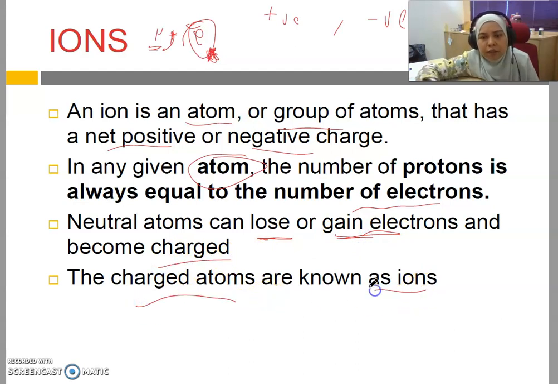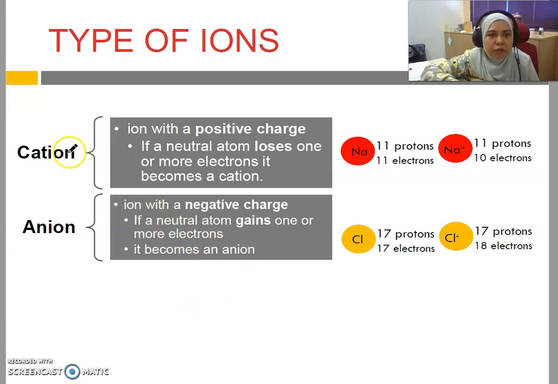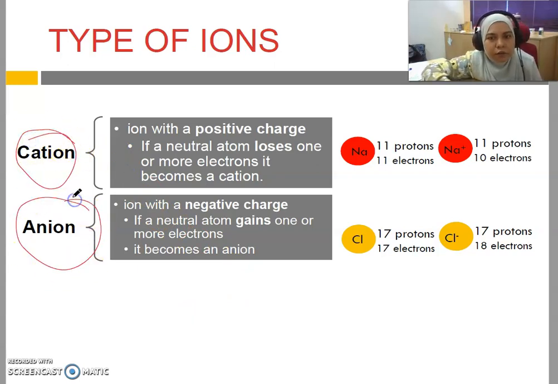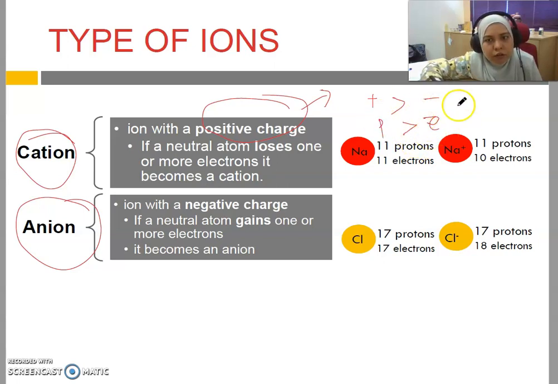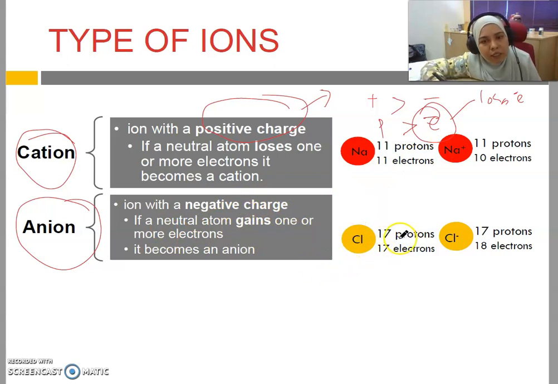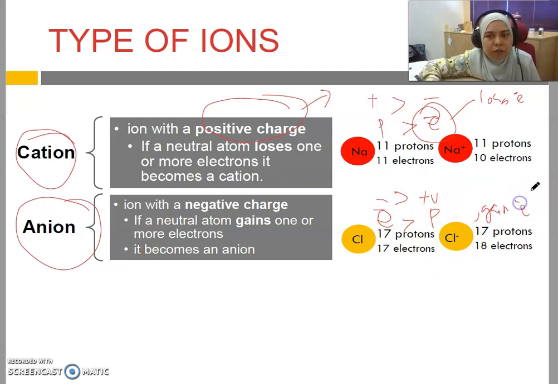These charged atoms are known as ion. Okay, so you have two types of ion, cation and anion. Cation positive charge. Bila positive charge maksud dia proton lebih daripada elektron. Okay, P lebih daripada elektron maksud dia lost elektron. So bila lost elektron, dia akan jadi lebih positif. So cation. And for the negative charge means it gains more electron. Maksud dia negatively charge more than positive charge. Maksud dia elektron lebih banyak daripada proton. So dia gain electron. Okay. So itu untuk anion. Alright.